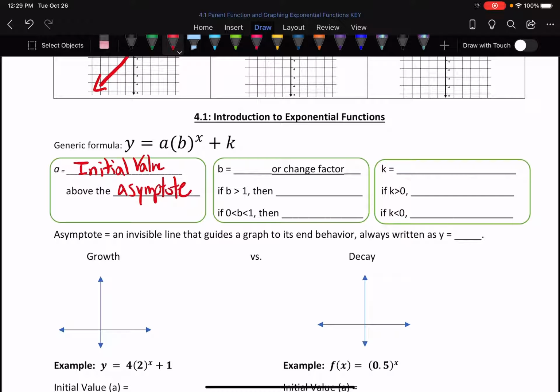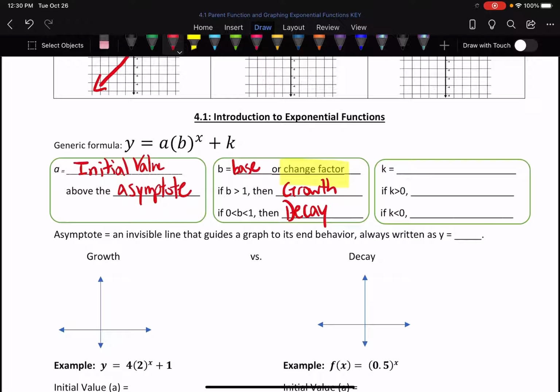Your B is going to be your base. Or you may hear it referred to as the change factor. Guys, we're probably going to use this term change factor quite a bit. Our B is going to determine whether we have a growth or a decay function. So if your B value is greater than 1, then this is going to be a growth function. But if your B value is less than 1, so in between 0 and 1, so it's a decimal value or a rational number, so something like a fraction like 2/3, 1/2, this is going to be a decay function.